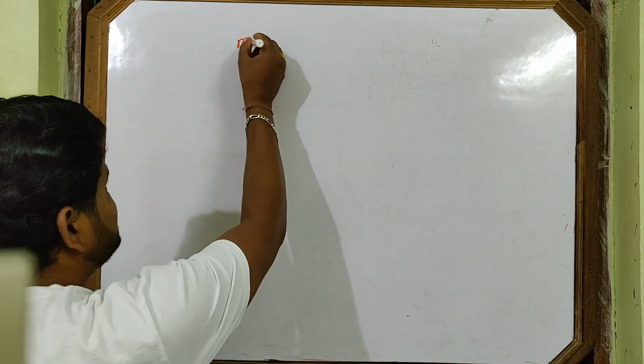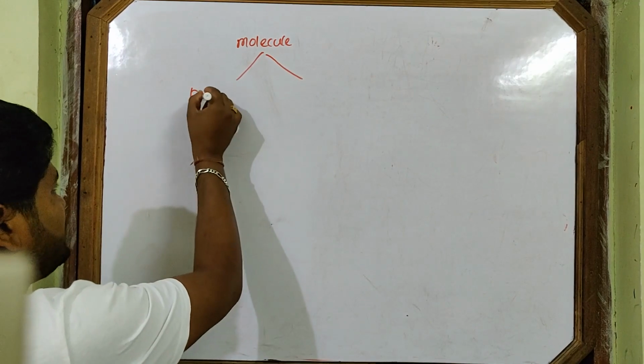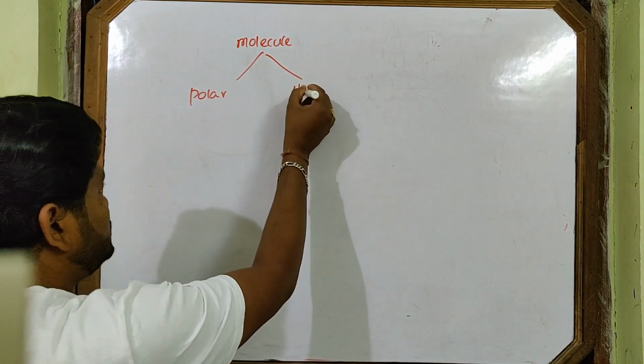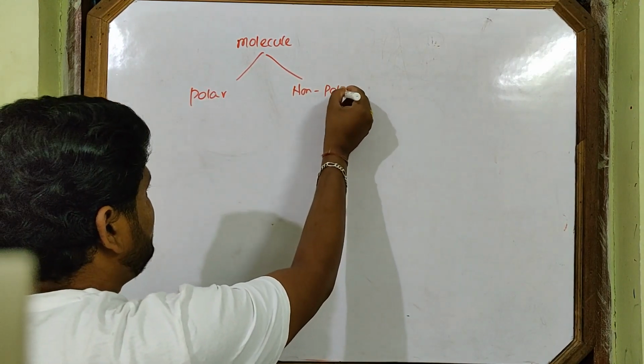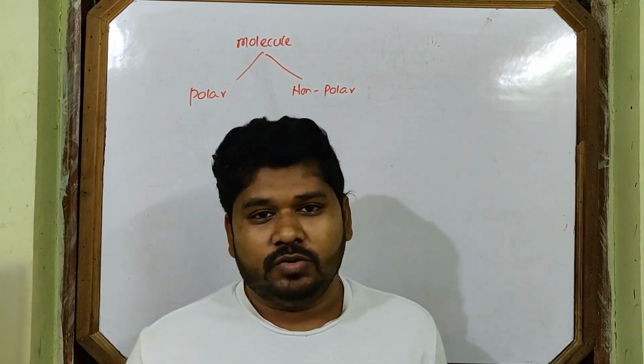Molecules are classified into two types. One is polar molecule, one is non-polar molecule. So what do we mean by polar molecule?